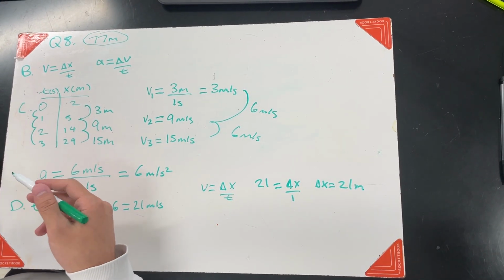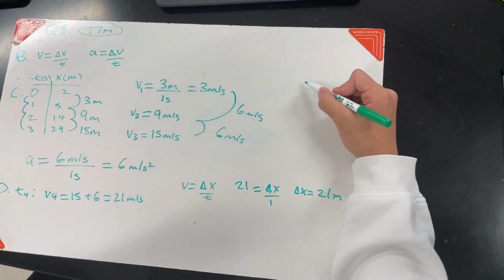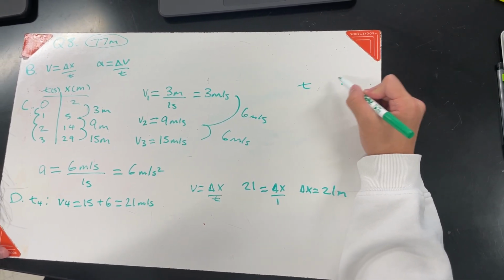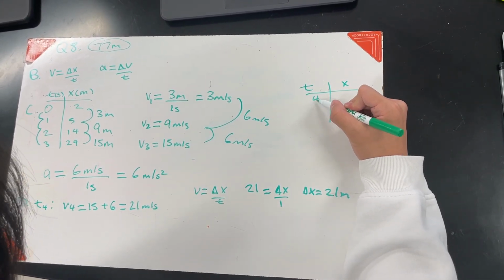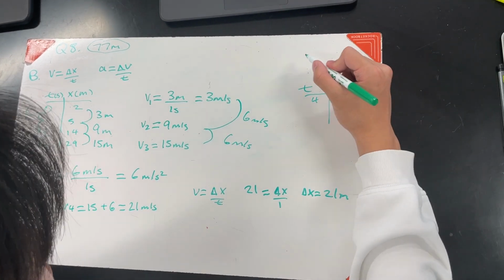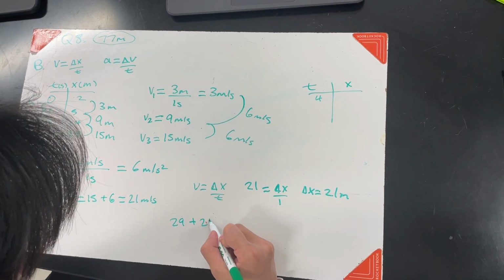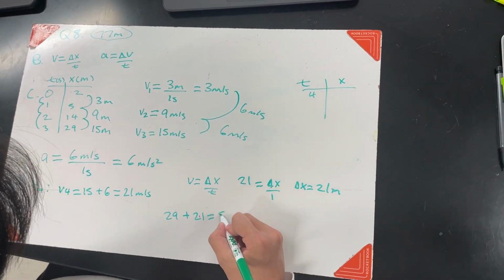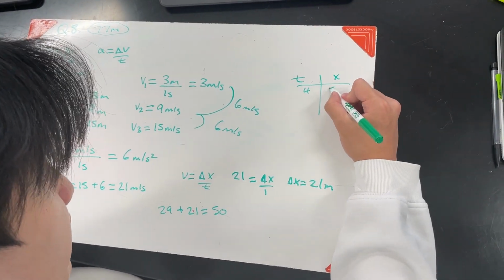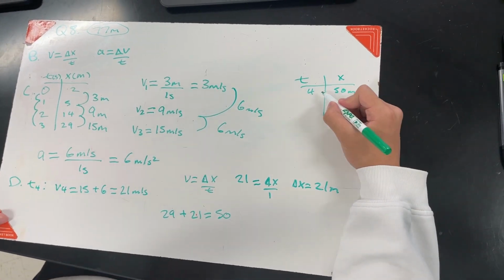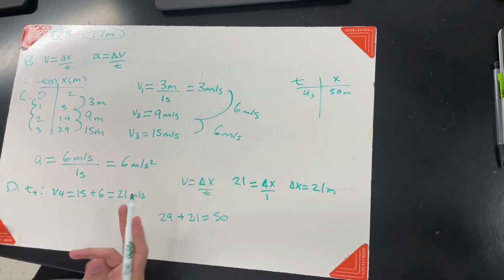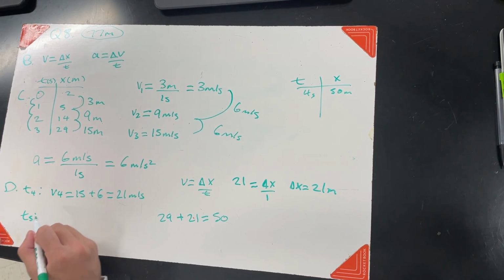So then let's move our graph over here. At t4, our x is going to be 29 plus 21, and that's equal to 50. This is going to be 50 meters at 4 seconds. And then for t5, we do the same thing.